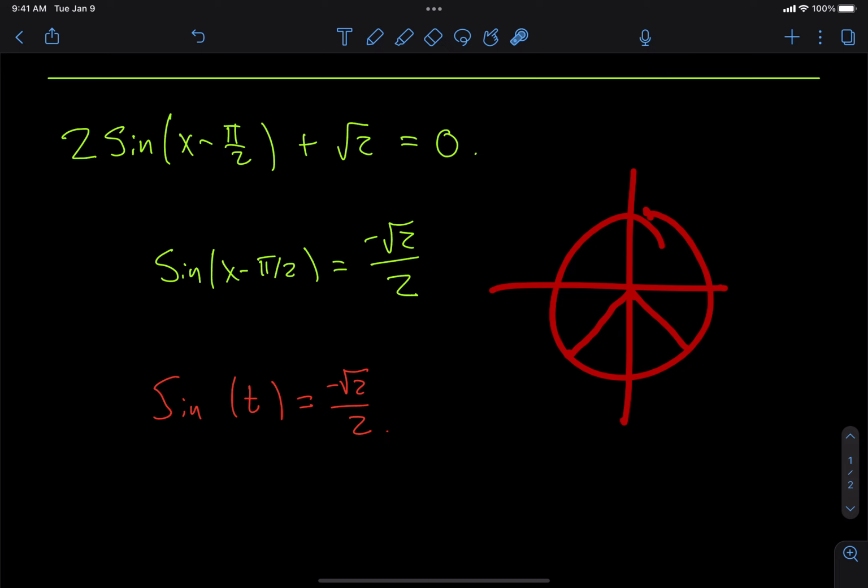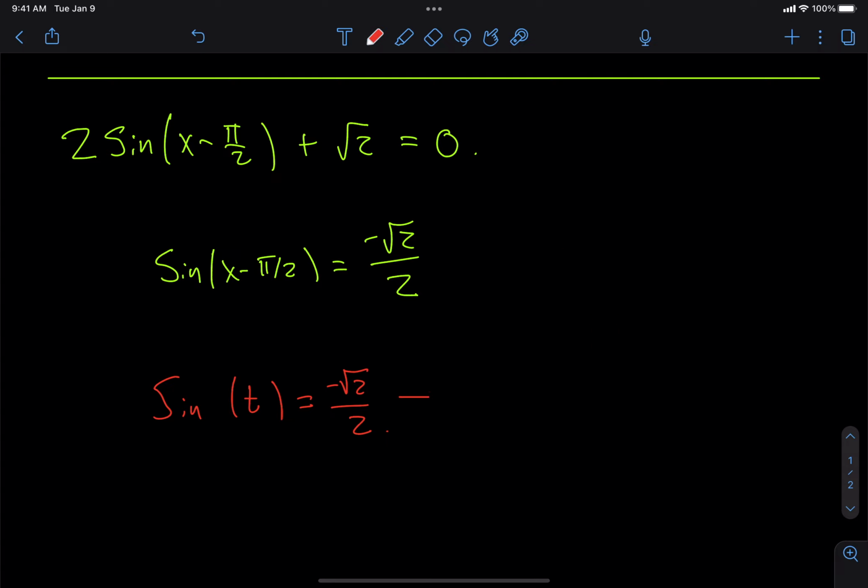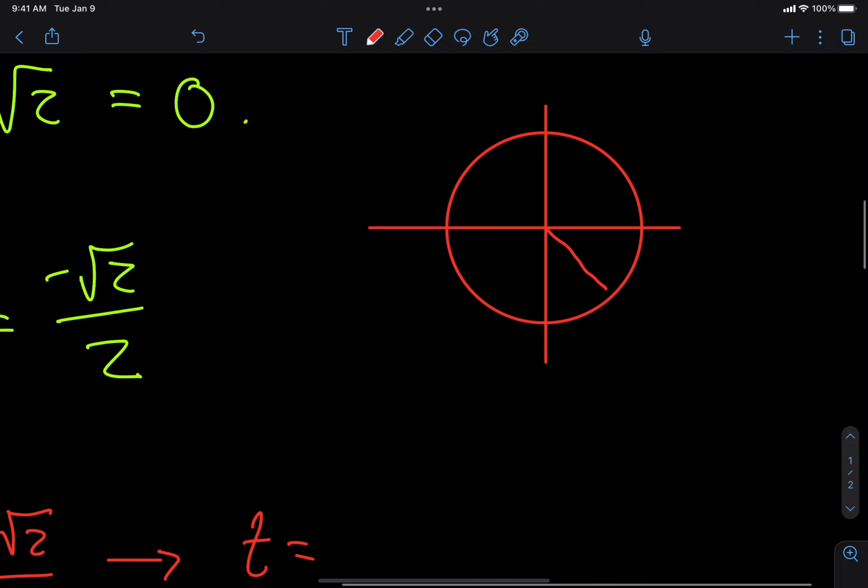I'm just thinking for a second. So, what do we want to say? We want, okay, this is true if t is equal to what? This is true if t is equal to this angle here or this angle here, where these are 45-90 triangles. So this angle would be the angle 5 pi over 4, right? And then the other angle would be the angle 7 pi over 4, right?